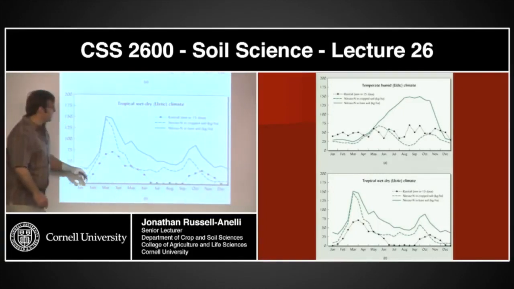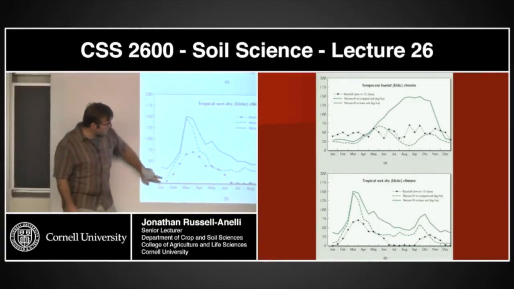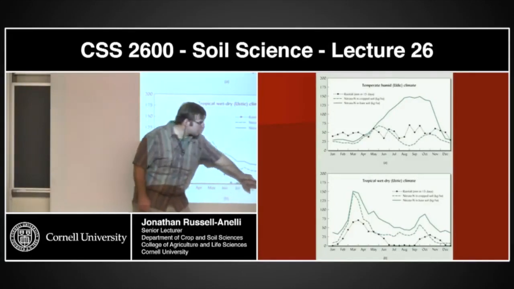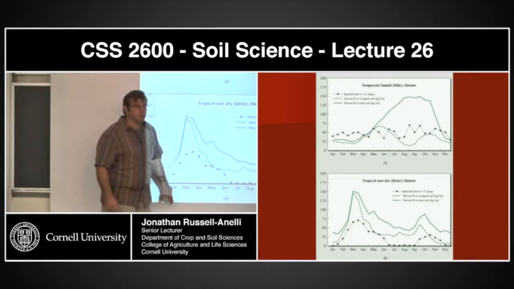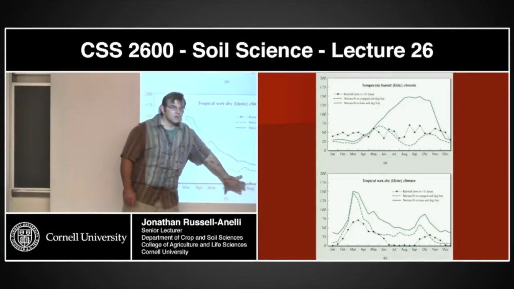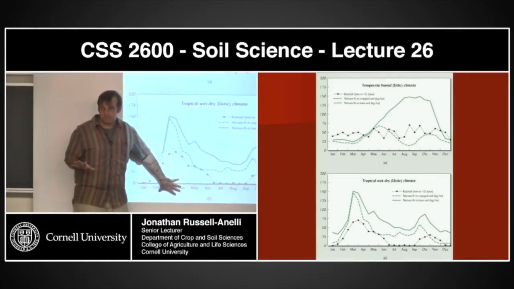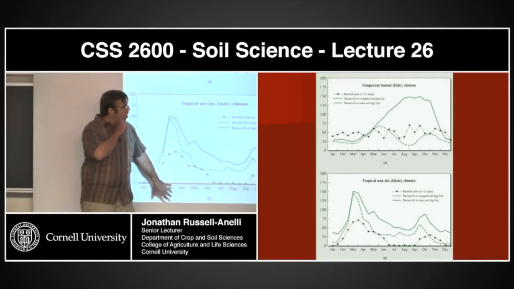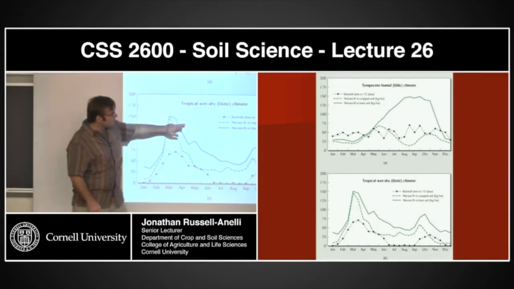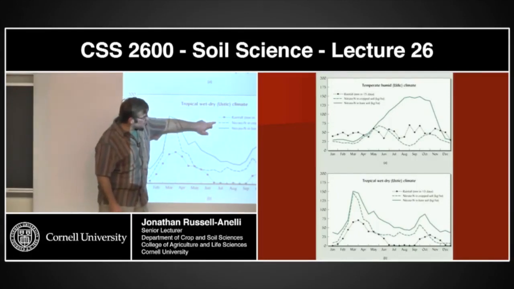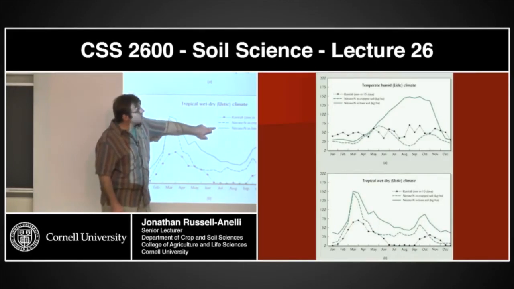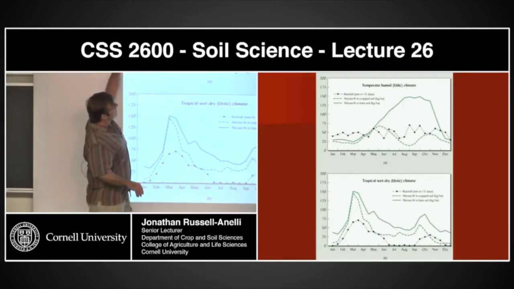In this system, we're looking at a system where we have sort of a monsoonal type of event. In this case, it's a bimodal monsoon. We have a distinct dry period and we have distinct wet periods. Make sense? Now, what we look at, this dashed line is nitrate N that is in the cropped soil. The solid line is the nitrate N that is in the bare soil. No crops.